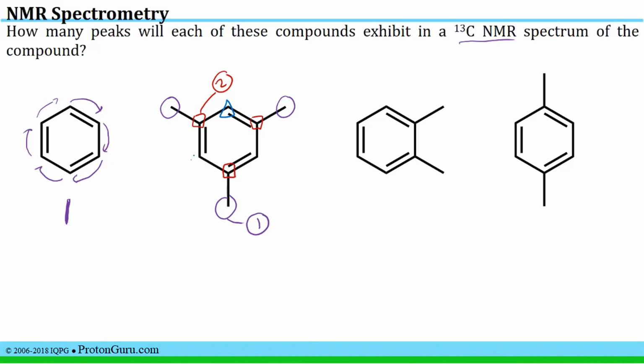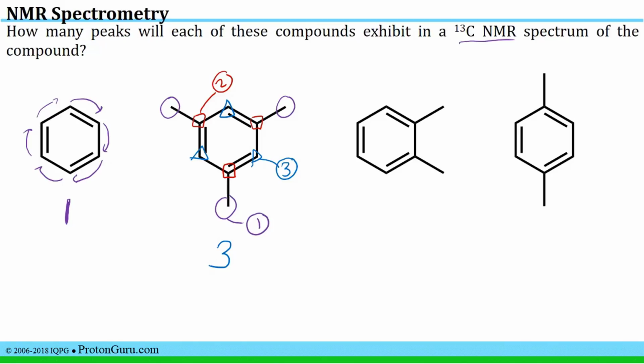Likewise, these carbons, which have protons attached to them, can be interconverted by simply rotating the molecule by 120 degrees. So those that I've drawn triangles around are equivalent to one another, and they together will give us a third signal. And that now accounts for all the types of carbons in this molecule. We should get 3 signals.